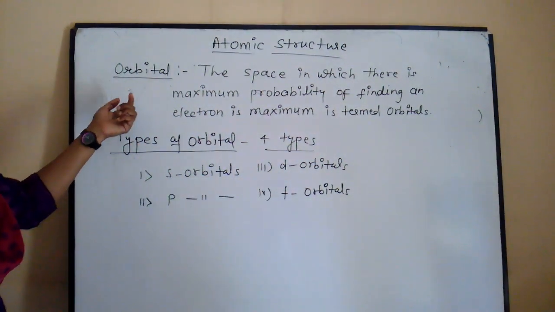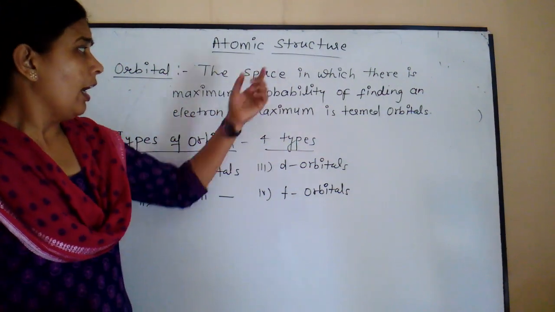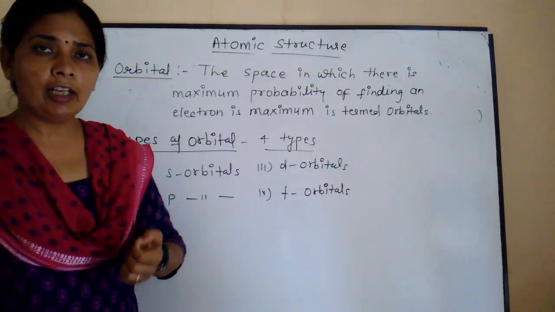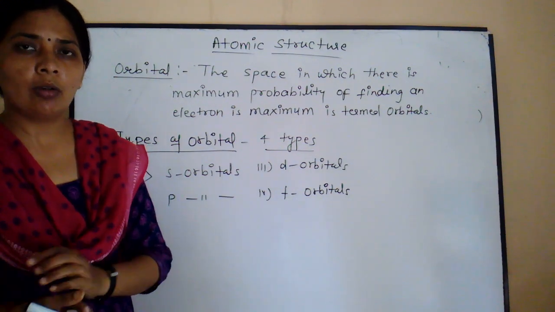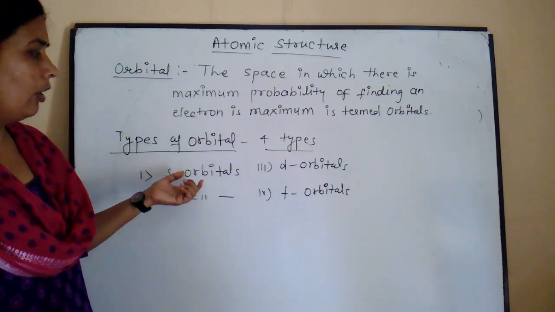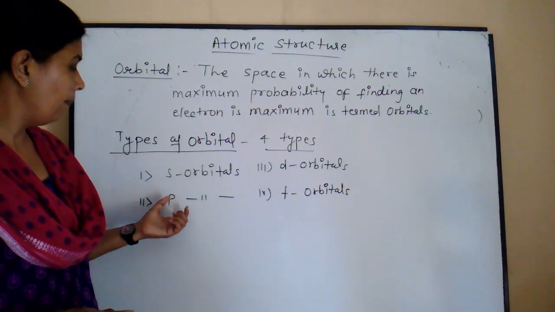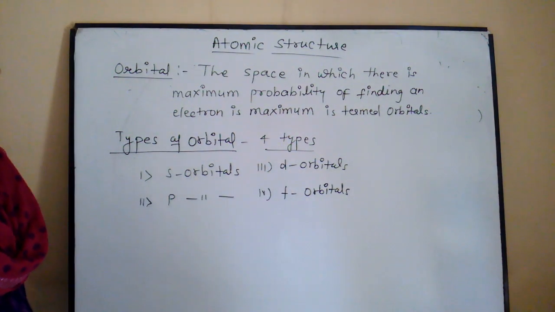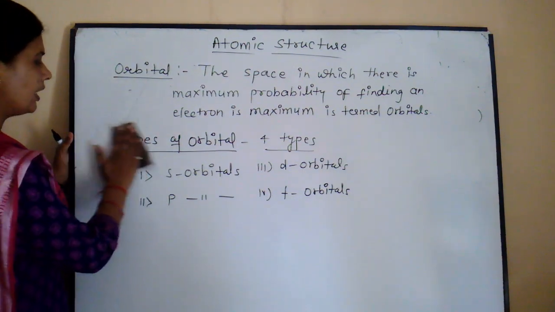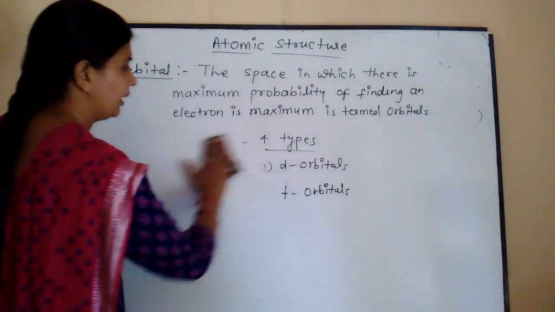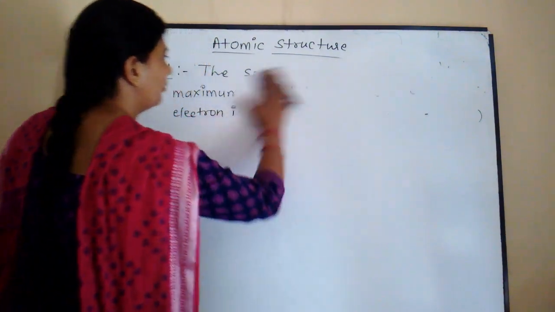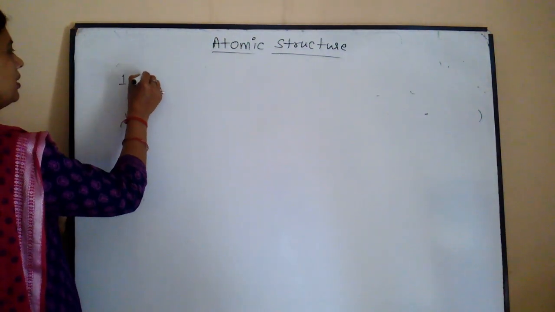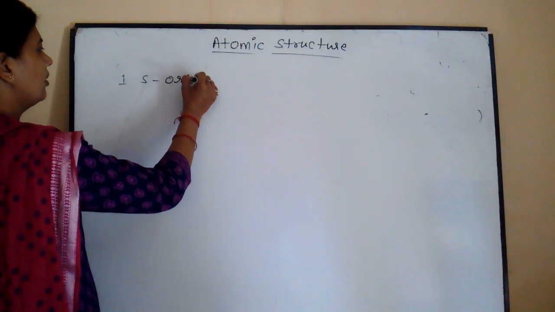So first, again repeat the definition. The space around the nucleus in which there is maximum probability of finding an electron is known as orbital, and we classify the orbital into 4 types: s orbital, p orbital, d orbital, and f orbital. Now we see one by one. First we see what is s orbital.